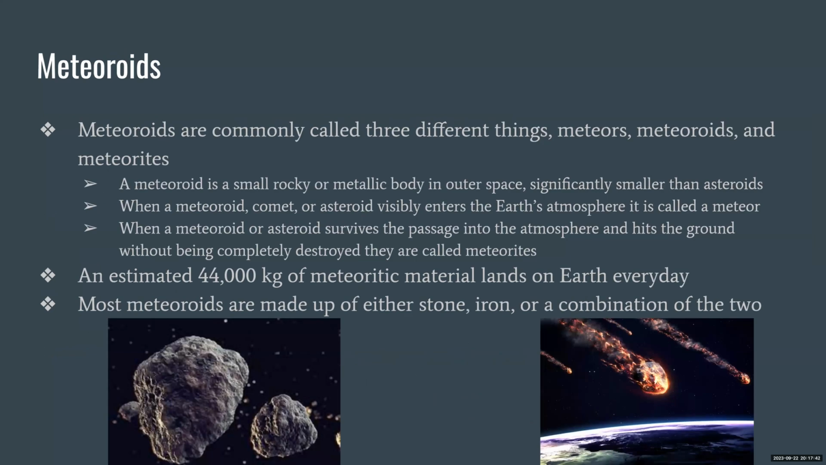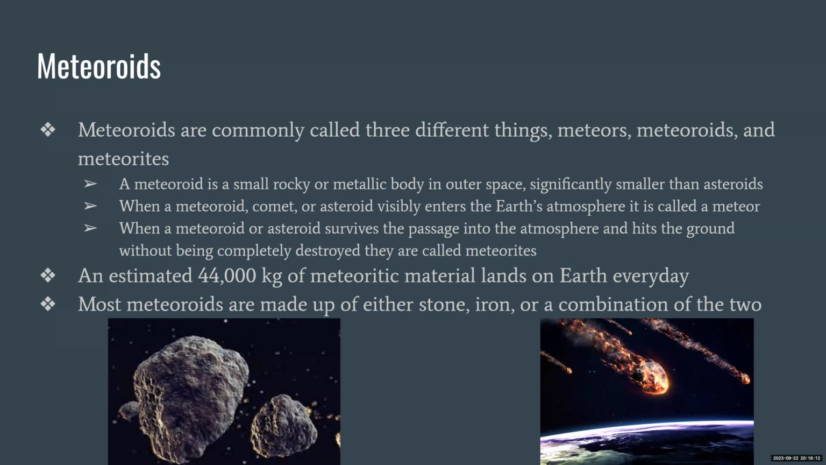All right, as for meteorites, they're commonly called three different things: meteoroids, meteors, and meteorites. But they're all different. A meteoroid is a small rocky or metallic body in outer space. They're significantly smaller than asteroids. When a meteoroid, comet, or asteroid visibly enters the Earth's atmosphere, then it's called a meteor.